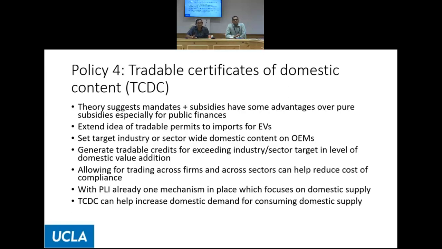My limited understanding is clearly this is not about exports. This is about domestic consumption, but it does differentiate imports from domestic, so that's going to be the challenge. That's one crazy idea I had.